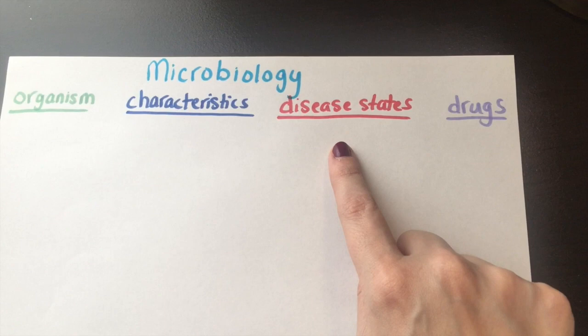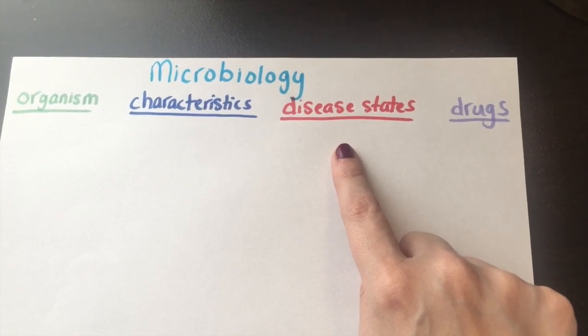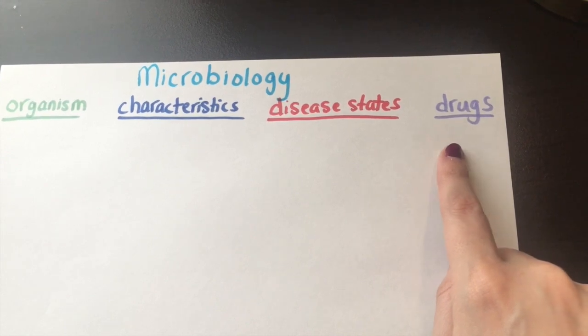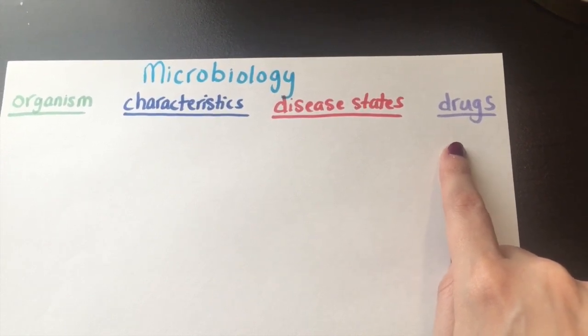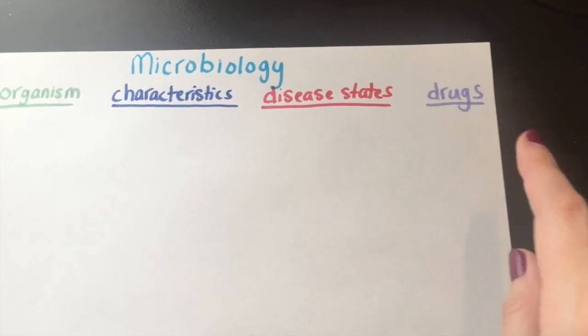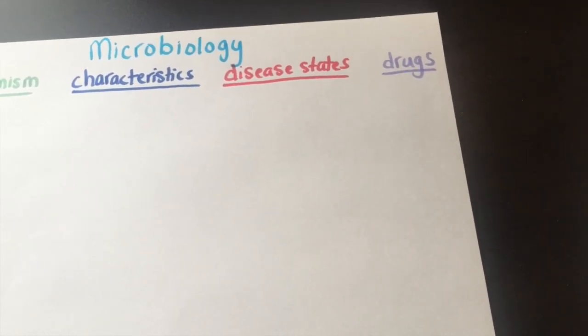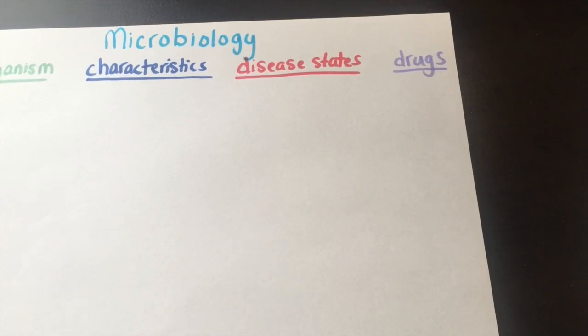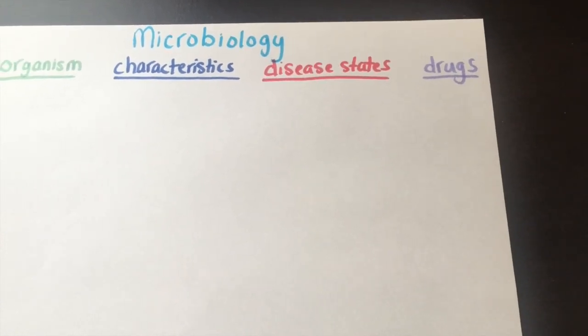Then the disease states it caused. So did it cause cholera or things like that? And then if there's a specific medication that we can take to combat that organism. So different drugs, different antibiotics, things like that. And of course, if your professor needs you to memorize different things, you would just add different columns.